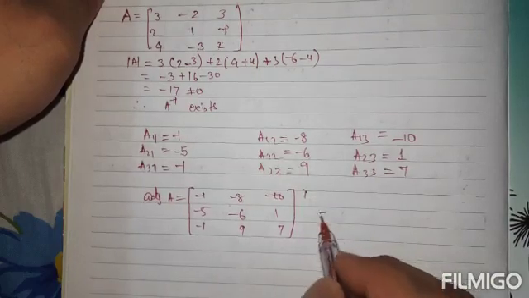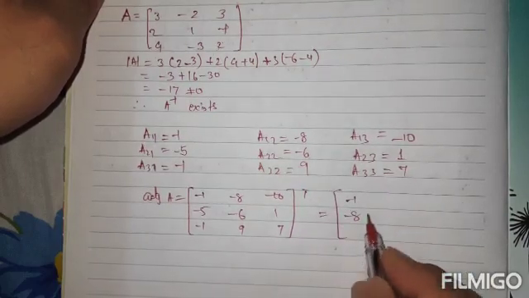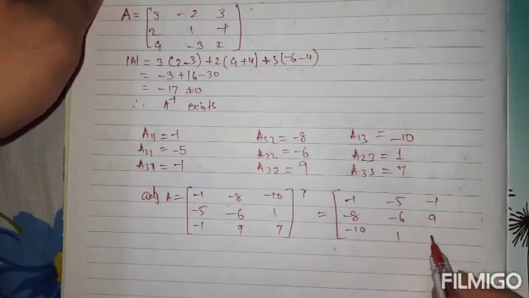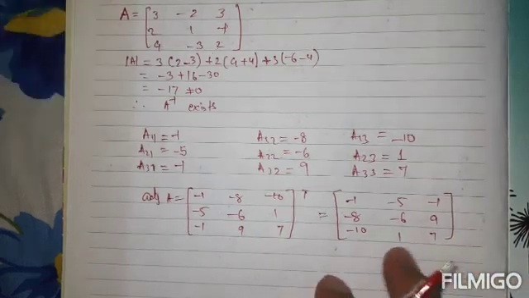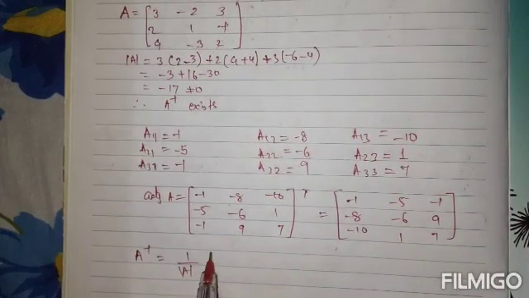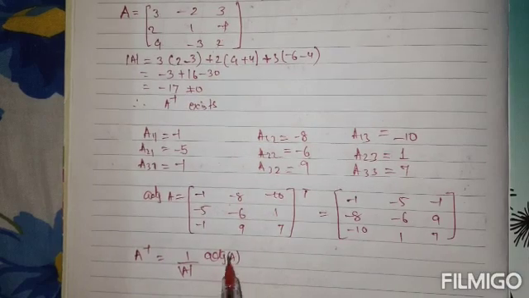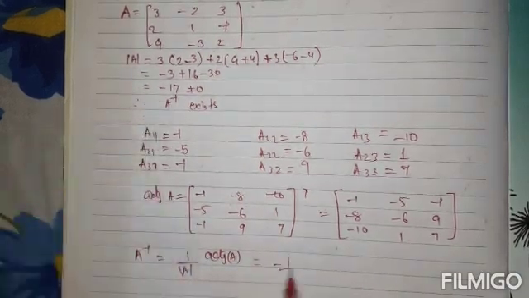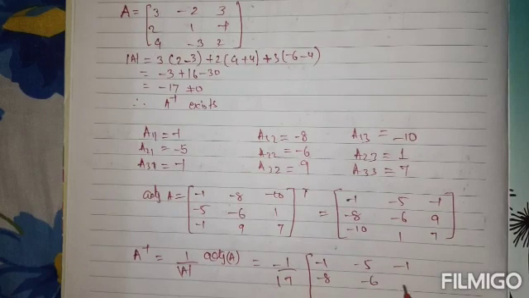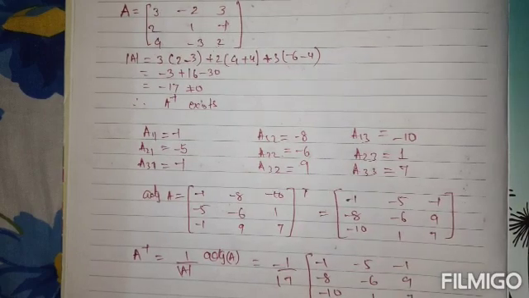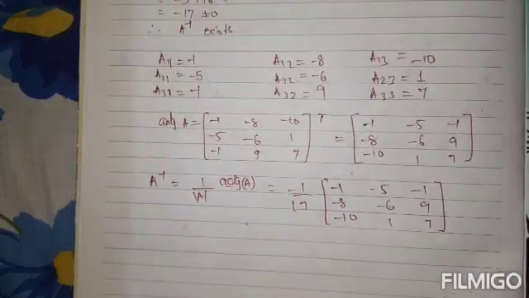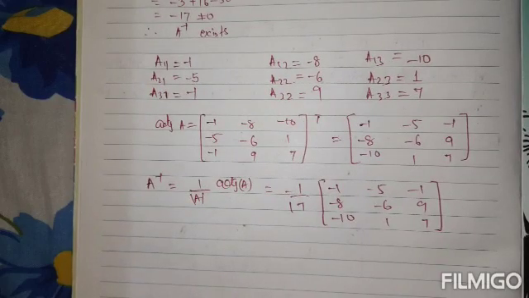Its transpose means this is actually minus 1, minus 8, minus 10, minus 5, minus 6, 1, and minus 9, minus 1, 9, and 7. So this is the adjoint of A, and you know that the formula for inverse is 1 upon mod A into adjoint of A. So now mod A is already found, it is minus 1 upon 17, into this one, minus 1, minus 5, minus 1, minus 8, minus 6, 9, minus 10, 1 and 7. This is A inverse. Finally we have found A inverse.